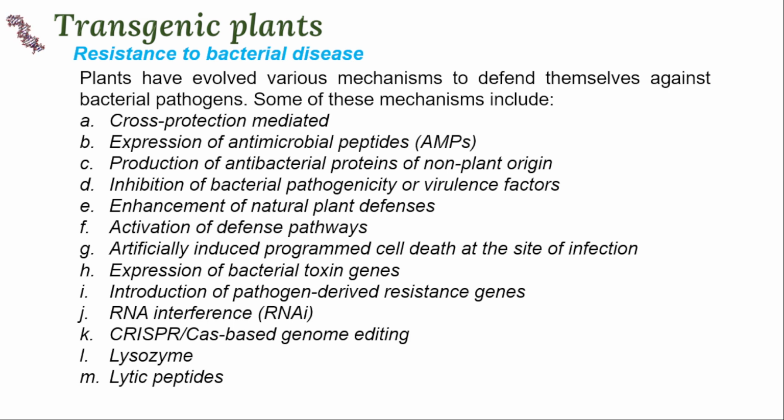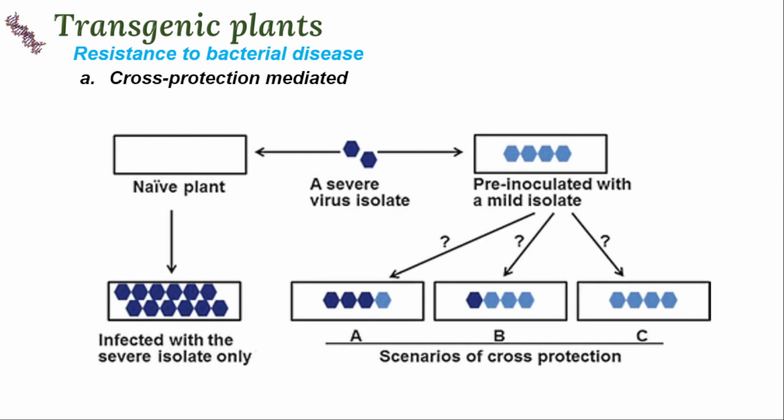We will go one by one. First one is called cross protection mediated. As in previous videos, we discussed that, the same as with virus infection, whenever a pathogenic virus infects, that causes pathogenicity, right? In the same way, we modify a bacterium in such a way that it produces a milder infection, but retains the antigenicity of the pathogenic bacteria.